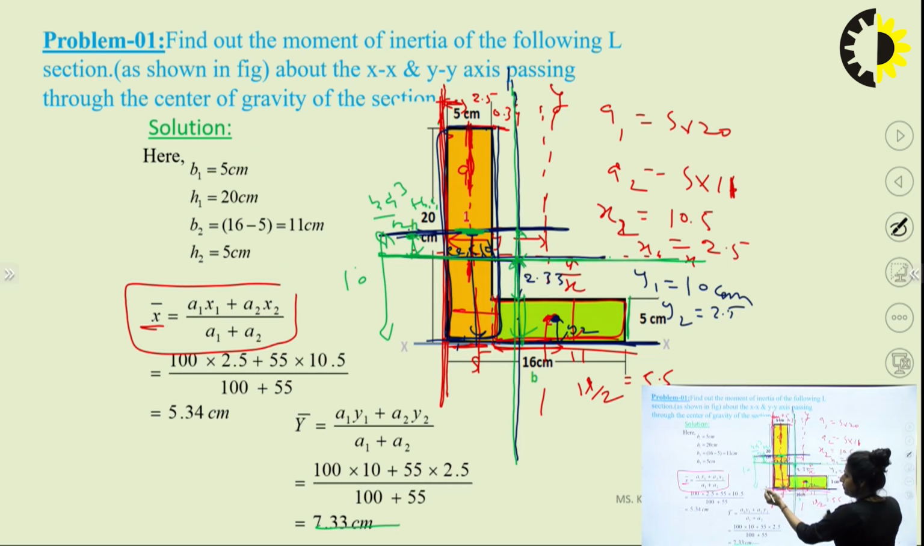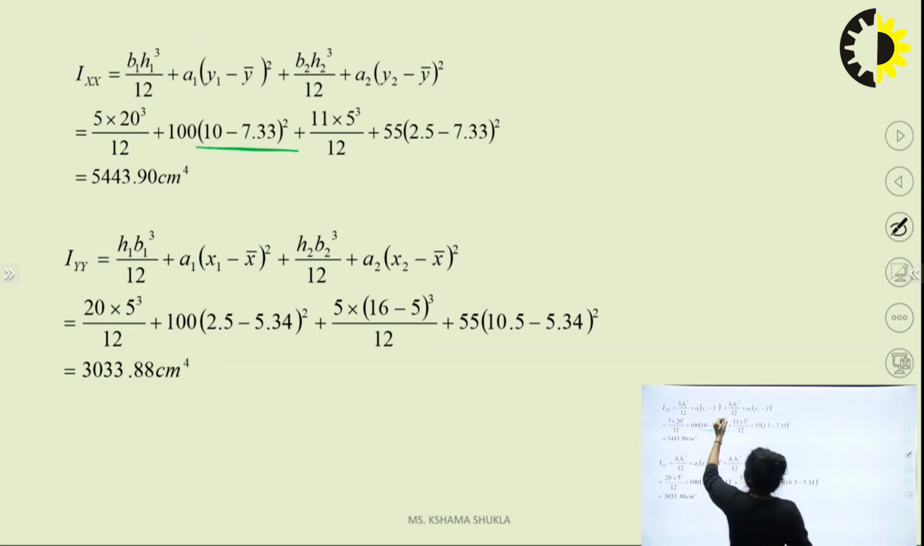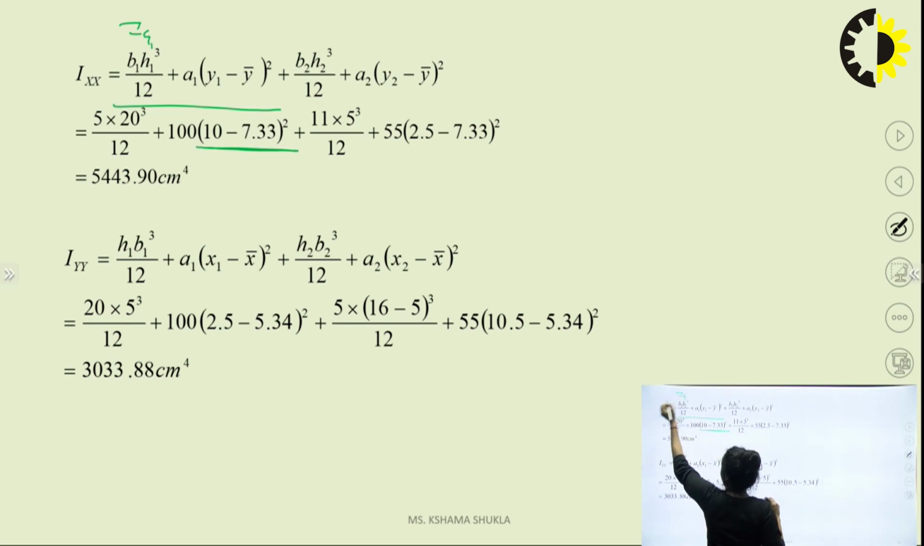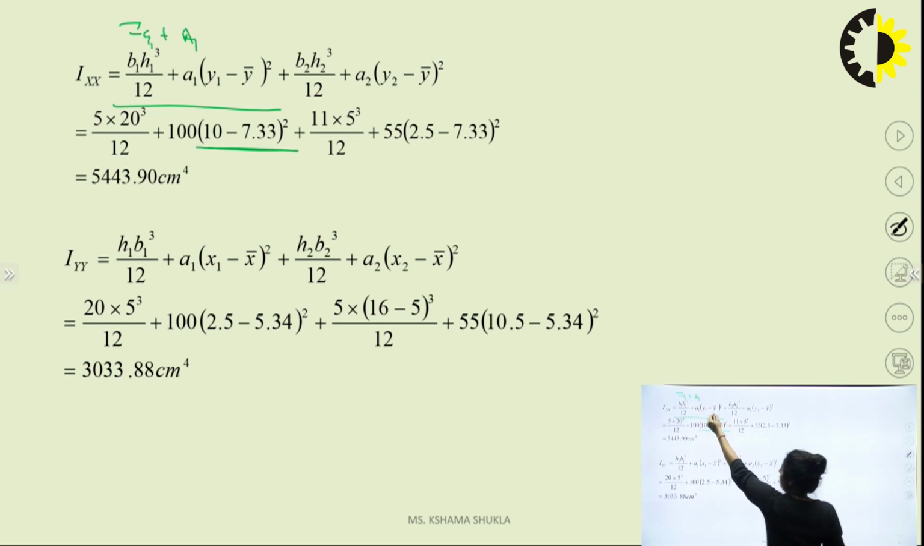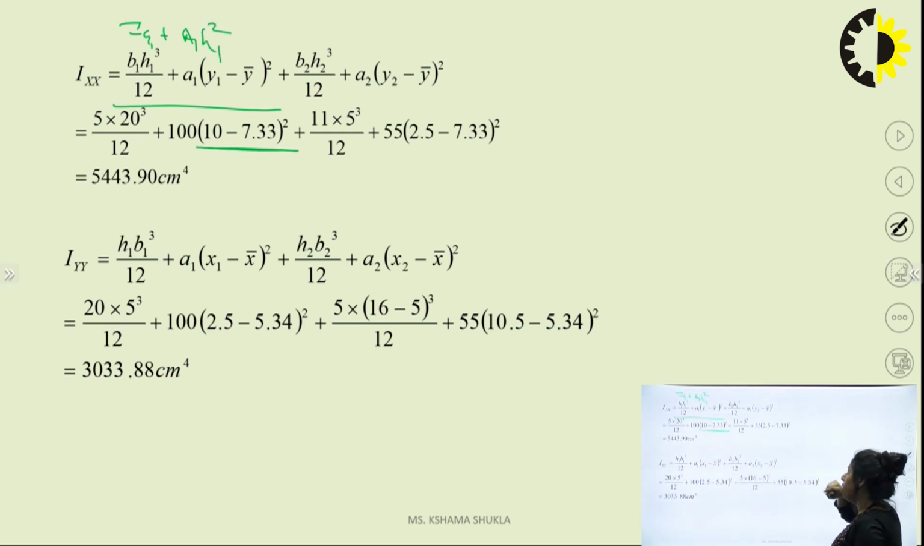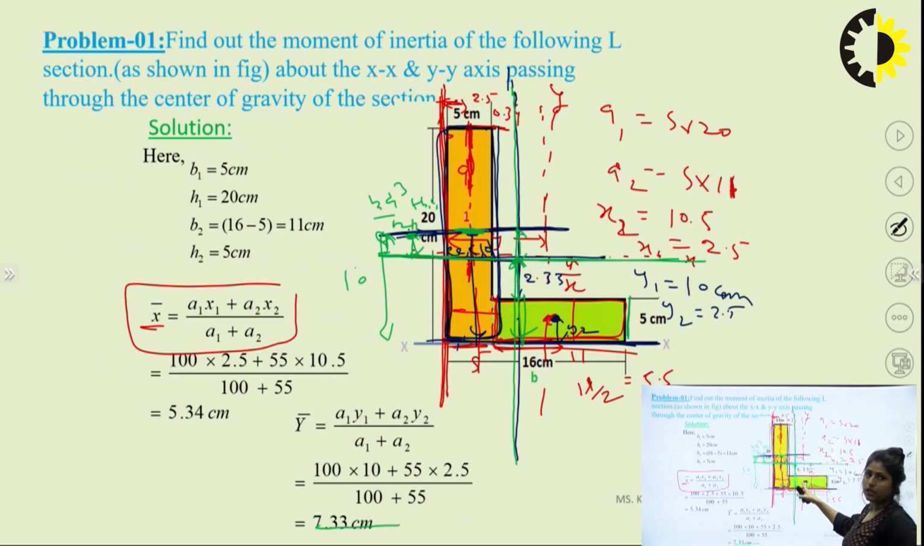Okay, if I subtract 10 minus 7.33, I can easily find out these values, and we need to find this, which is our H for this question. So it is simply our parallel axis theorem: IG1, our first section, plus A1, that is our first area, times H1 squared.